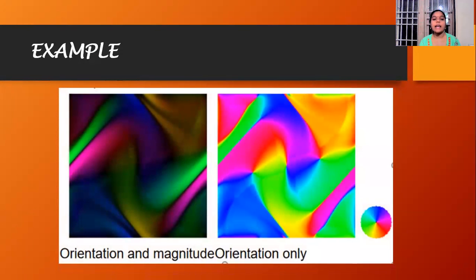Next one is an example of the vector color coding. The first and the second pictures represent the orientation and magnitude of the vector color coding.